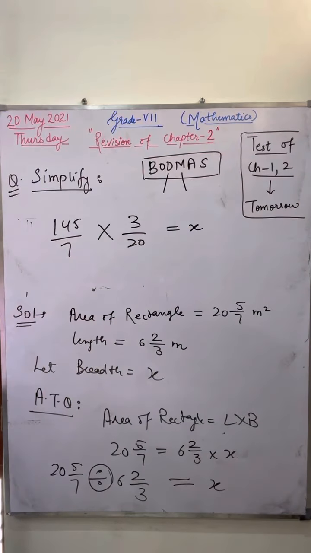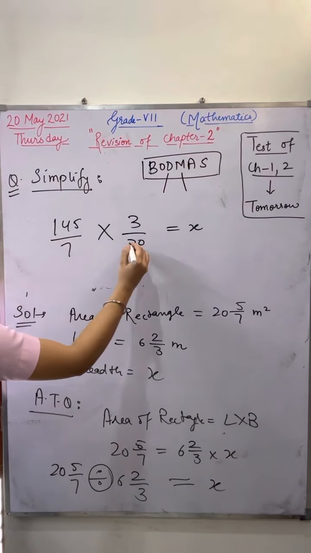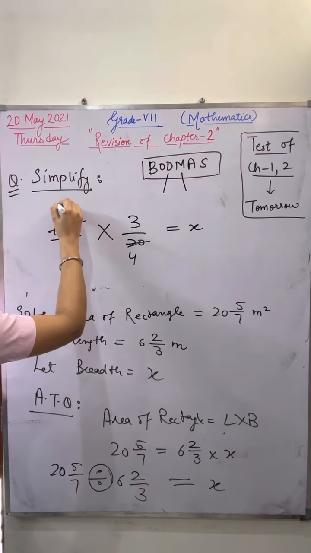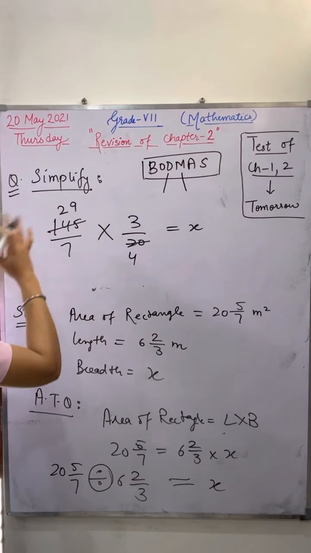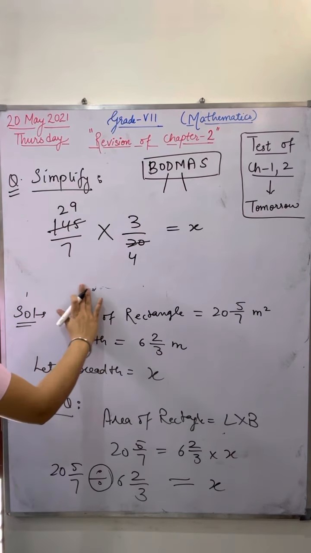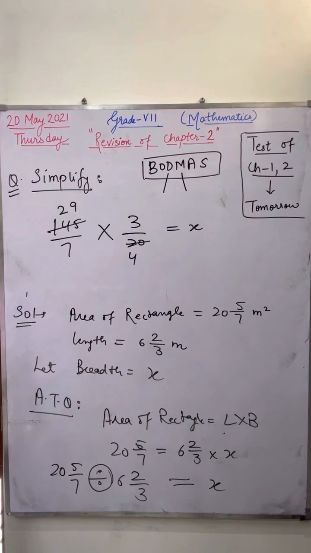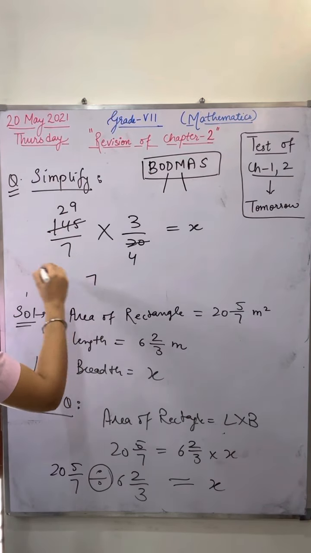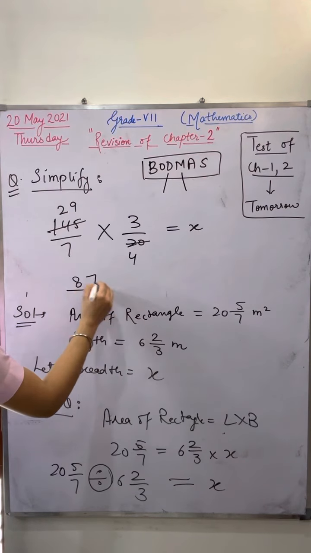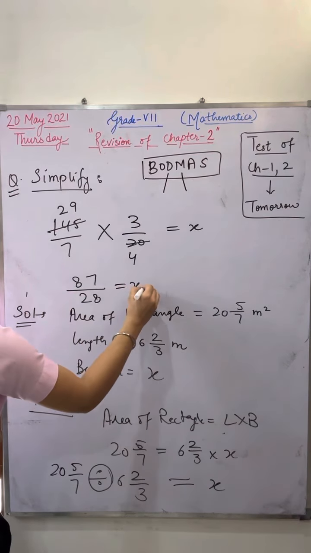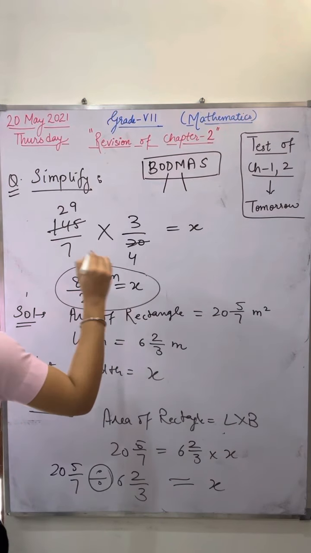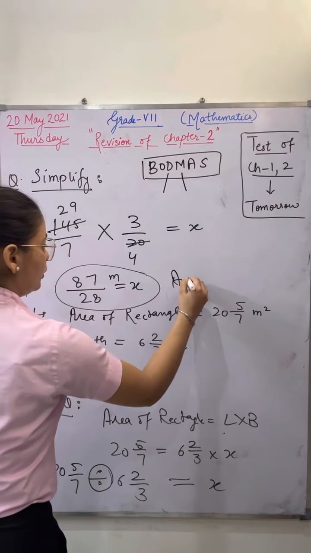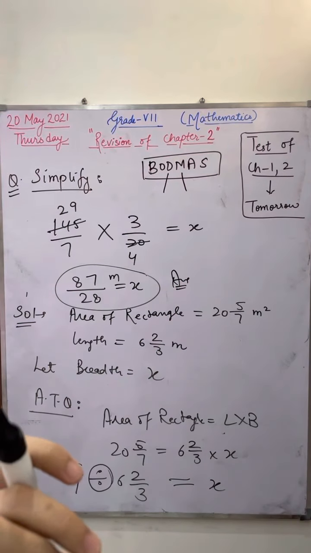Now, can we cancel anything? Yes, ma'am. On the 5 table. 145 and 20. 5 fours are 20, 5 twenty-nines are 145. Anything else? No, ma'am. Okay, now multiply 29 with 3 quickly. Ma'am, 87. Yes, this will be your answer. Yes, Yanya, mute yourself. Very good. Thank you, ma'am.